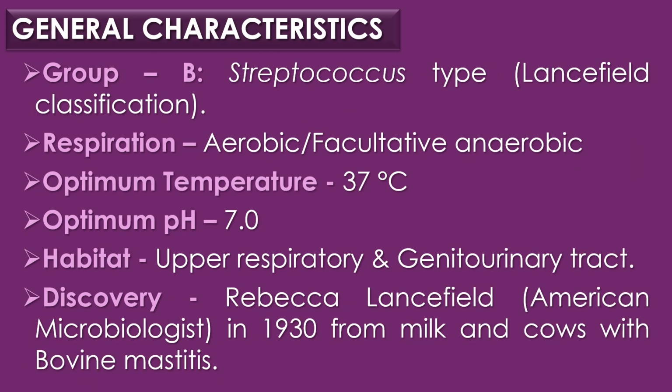And regarding the Lancefield classification, Streptococcus agalactiae belongs to group B. So it is also called group B Streptococcus. The mode of respiration is aerobic or facultative anaerobic. Optimum temperature for Streptococcus agalactiae cultivation is 37 degrees Celsius and optimum pH is 7.